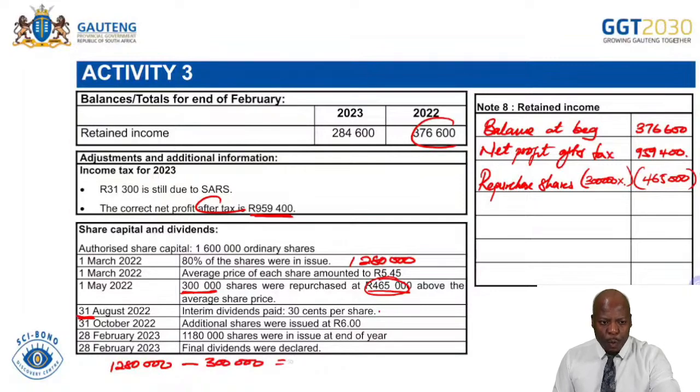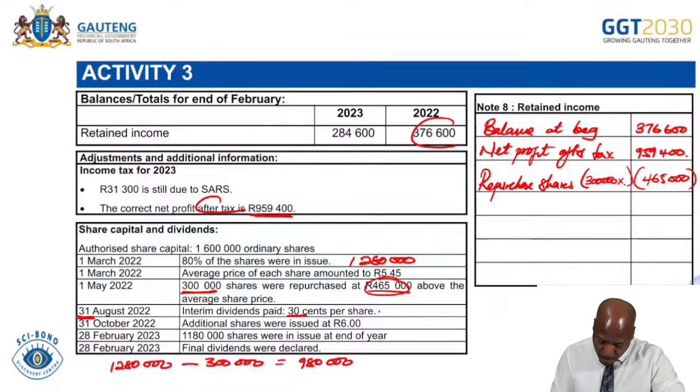The remaining shares: we now say our 1,280,000 minus the 300,000. That gives us 980,000 shares. Are you still following? Okay, so we had 980,000 shares. Of those 980,000 shares, we're told an interim dividend of 30 cents per share was then paid.